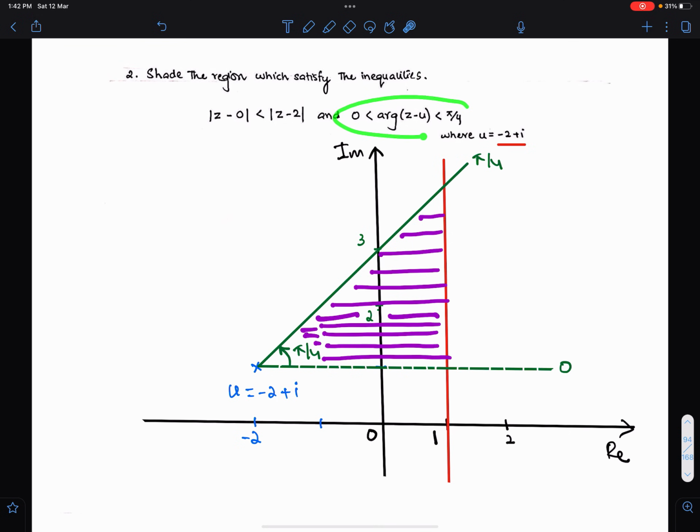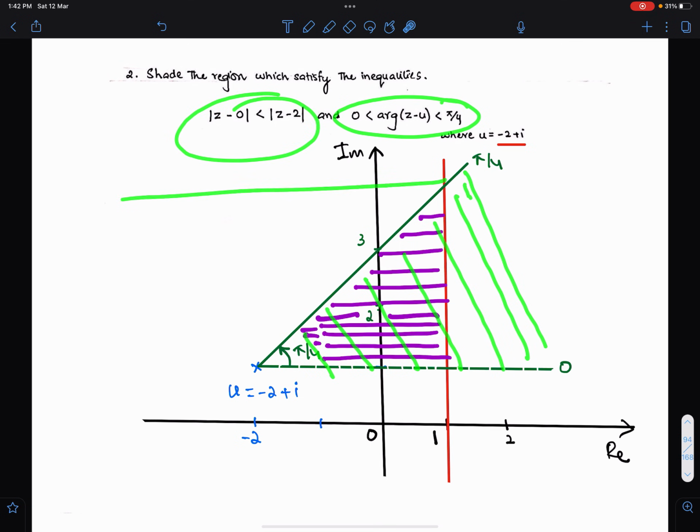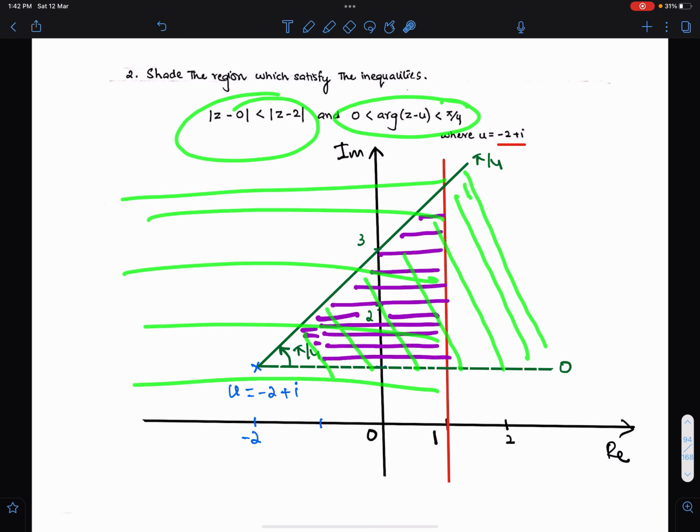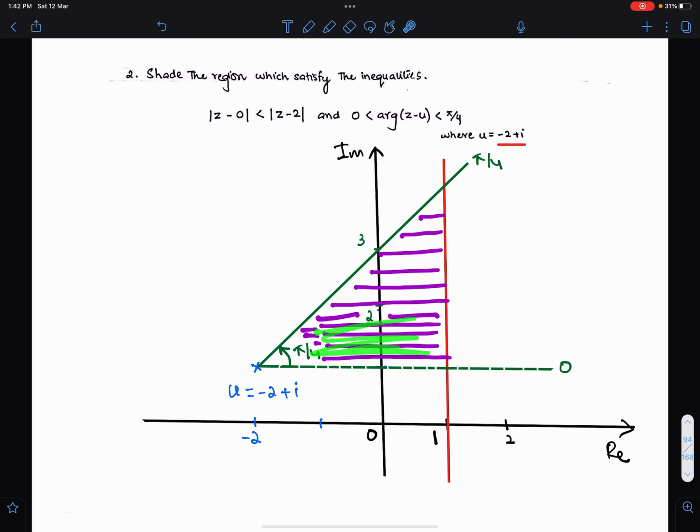And according to this inequality, z lies between these two lines. And according to this inequality, z lies here. So we have to shade the common region. So this is the common region, this triangular part. This is the final shading. z lies anywhere in this region.